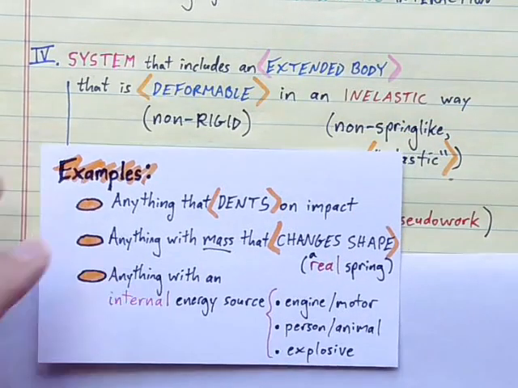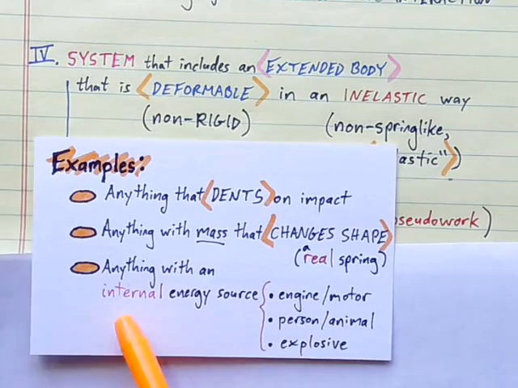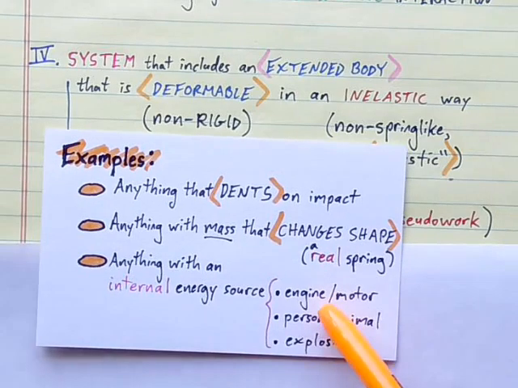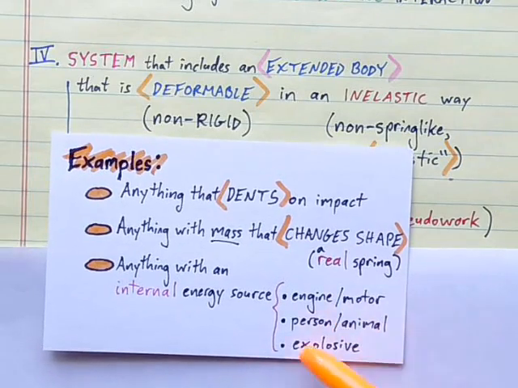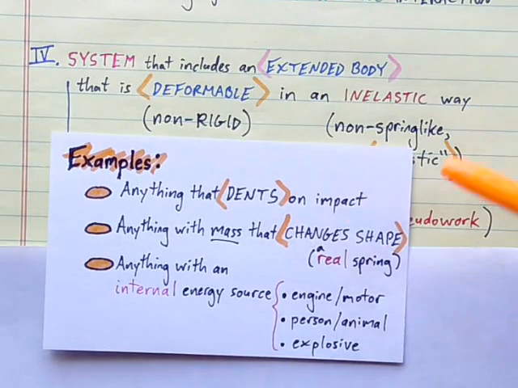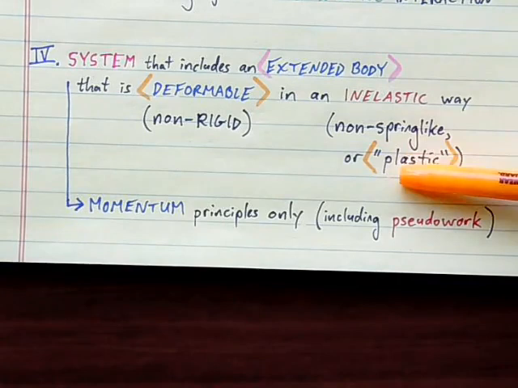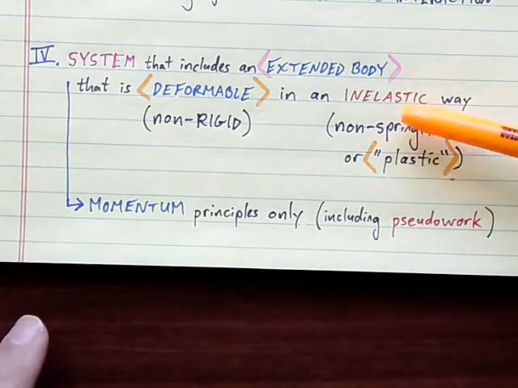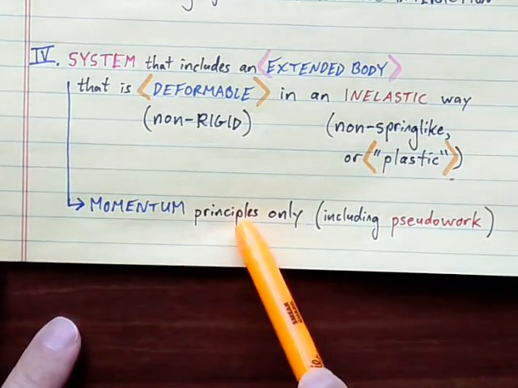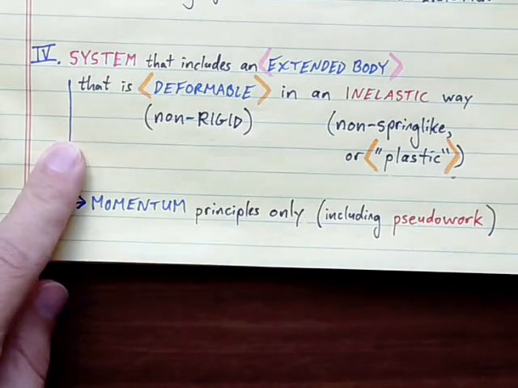And lastly, anything with an internal energy source, an engine or an electric motor or a person or an animal or some kind of explosive, things that have internal chemical potential energy that can be converted into kinetic energy. Any of these are too complex for us to handle with energy. We would need thermodynamics for them. So we must stick to momentum principles only for those objects.